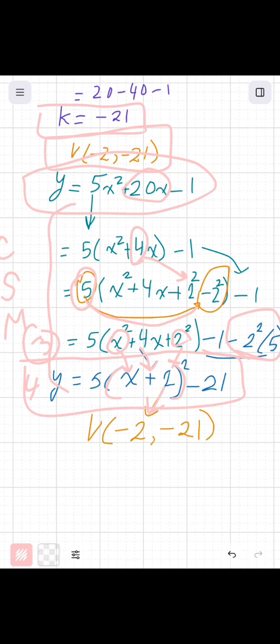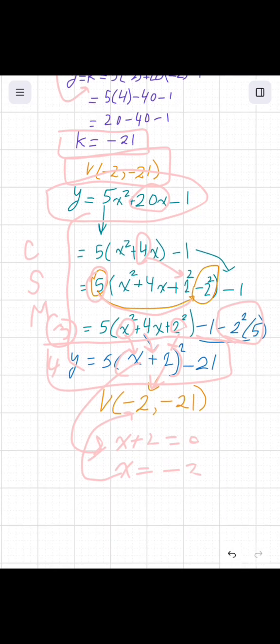So from here, if you set x plus 2 equal to 0, you will get x equal to minus 2, this value of h. All right, this is how.